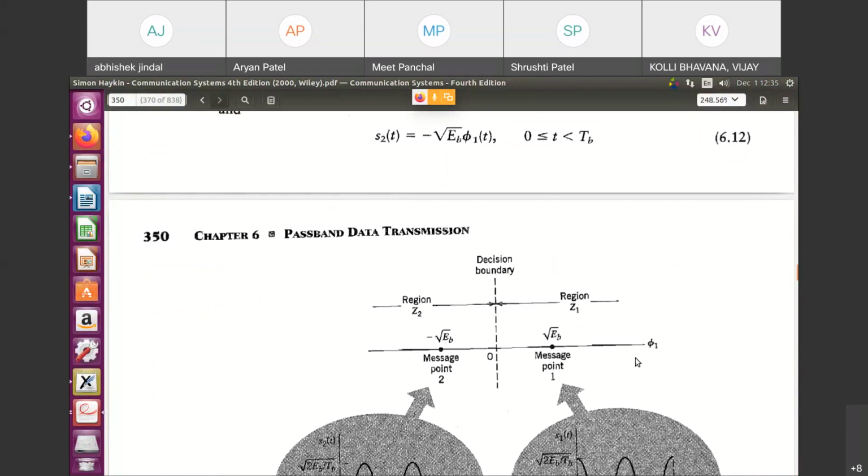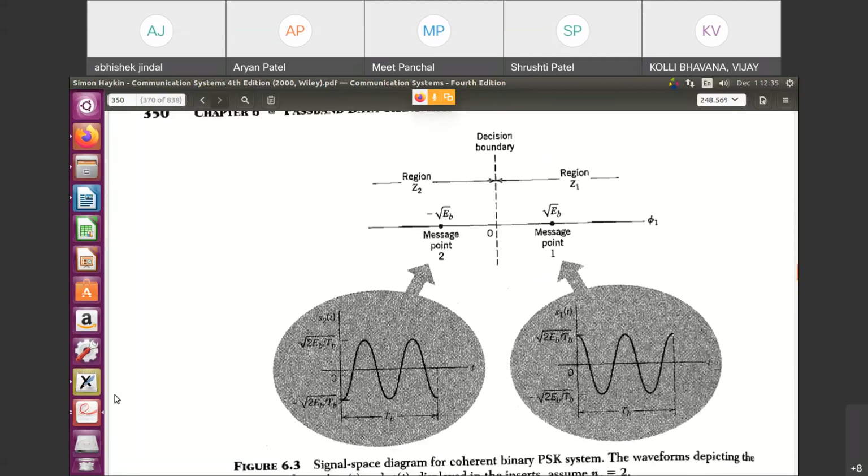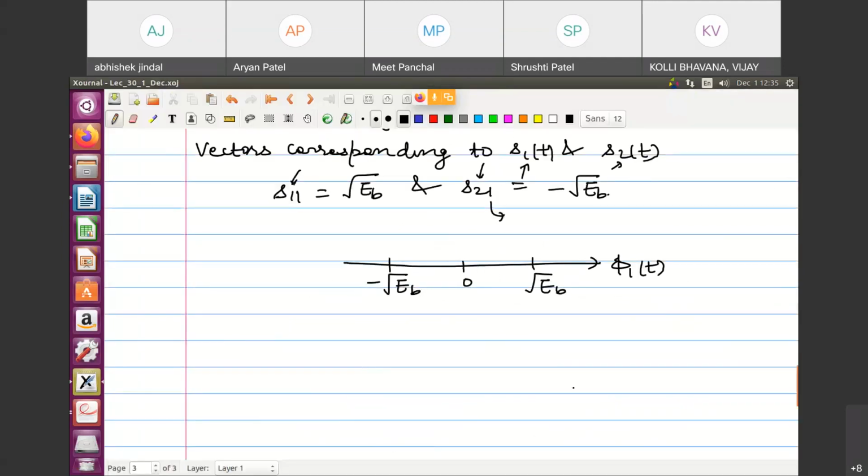This is not your x, y, and z axis of the Euclidean space which you are generally familiar with. So here we have 2 points, that is root of EB. This is message point 1. This is message point 2. It means 1 corresponds to root of EB, 0 corresponds to minus root of EB, and 0 is in between. Right now we have not discussed what this decision boundary is, but this is the constellation diagram, you can say.